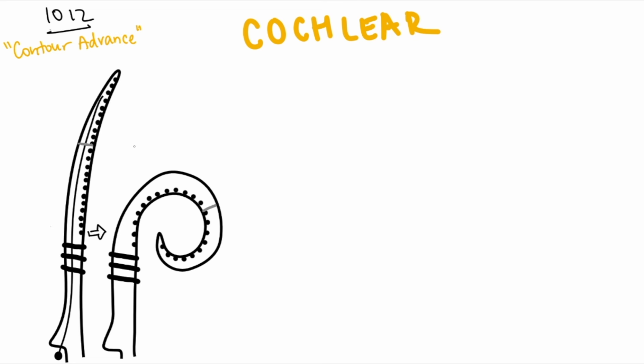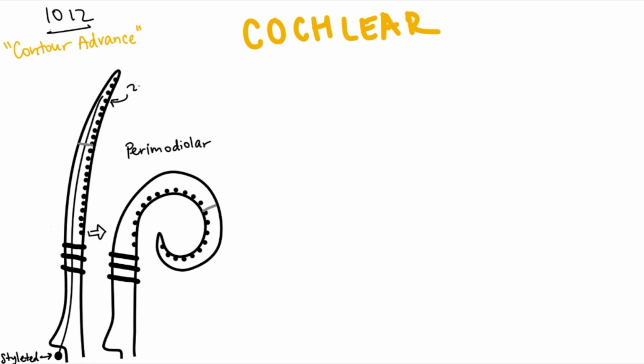Cochlear is the third manufacturer. They make 3 commonly used electrode models. First is the 1012 model. It's also called the Contour Advance. It's a perimodiolar electrode whose shape is controlled by a stylet, much like the Advanced Bionics mid-scala electrode.